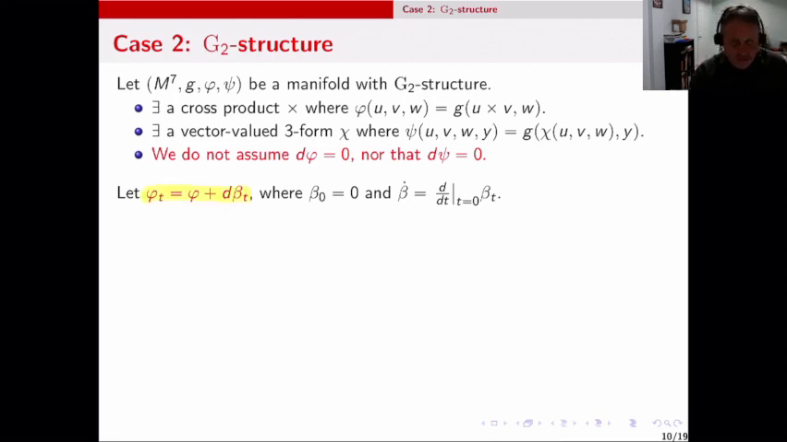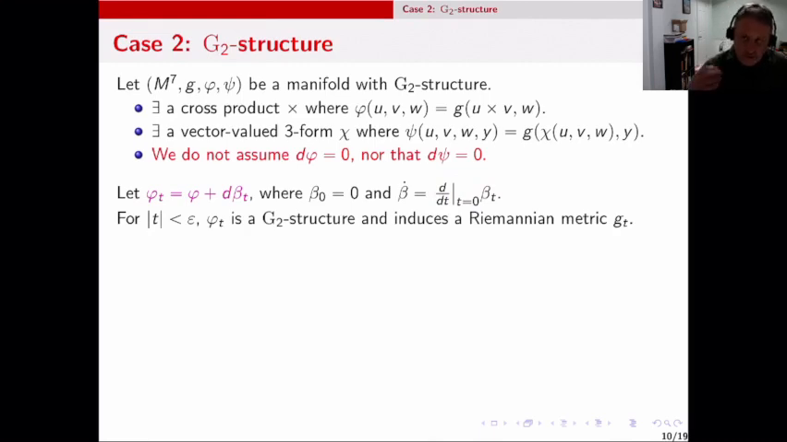We're going to vary the 3 form in the space of 3 forms by varying in the direction of exact 3 forms. So beta t will be some one parameter family of 2 forms, such that at time 0 we get 0, so that phi t at time 0 is phi. And let's call beta dot the velocity of beta t at time 0. Okay, so for those of you who know about G2 structures, if I take a G2 structure, this special kind of 3 form, and I move it a little bit, it's still going to be a G2 structure. The space of G2 structures is open in the space of all 3 forms.